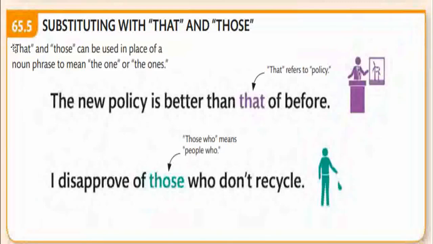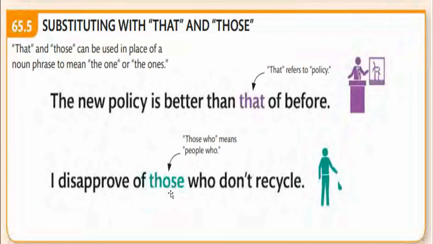The last pointer that we have in today's lesson is substituting with that and those. That and those can be used in place of a noun phrase to mean the one or the ones. When you are speaking a sentence, you want to point out to something, the previous policy or the ones we used to have earlier. So instead of saying the one or the ones, you can use the word that or those. For example, the new policy is better than that of before. That means the one which you had earlier.